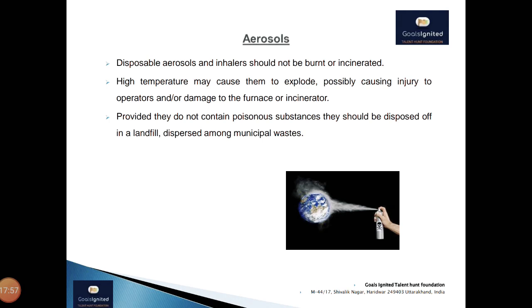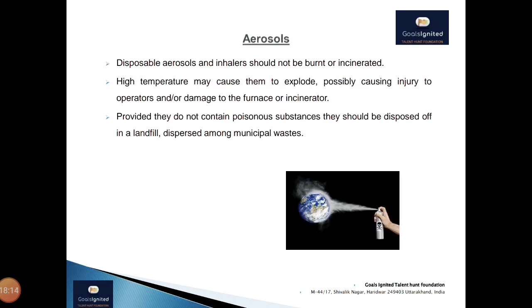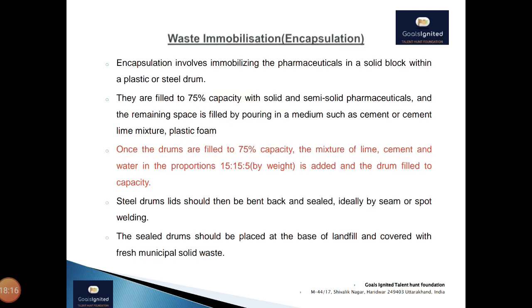Then we come to waste immobilization. Encapsulation involves the immobilization of the pharmaceutical in a solid block within a plastic or steel drum. They are filled to 75% capacity with the solid or semi-solid pharmaceutical, and the remaining space is filled by pouring in a medium such as cement or a cement-like mixture or plastic foam, whatever it is.